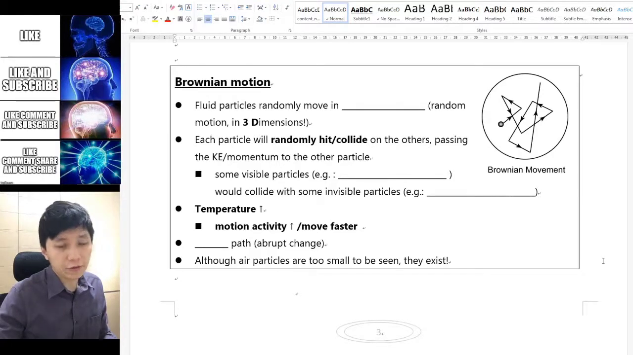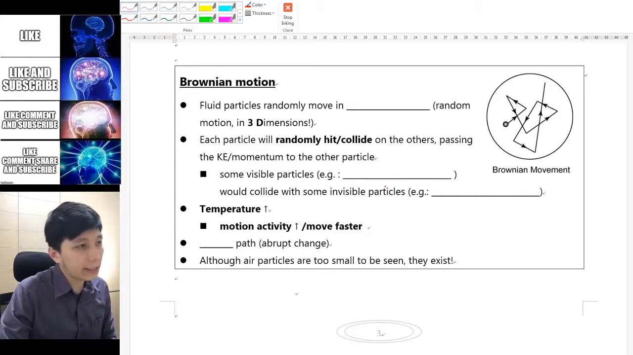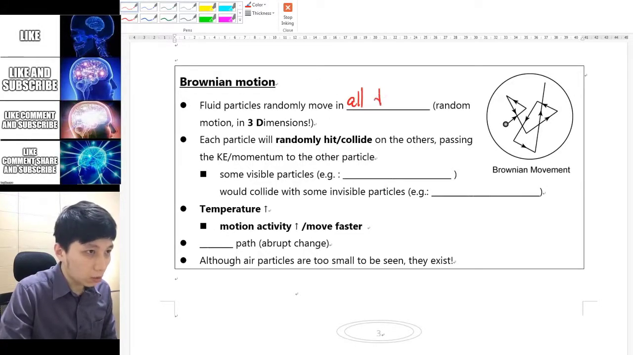After you finish those two videos, try to fill in the blanks on your note in this section. Pause the video now. A few moments later. Okay, let's check the answer together. Fluid particles randomly move in all directions.